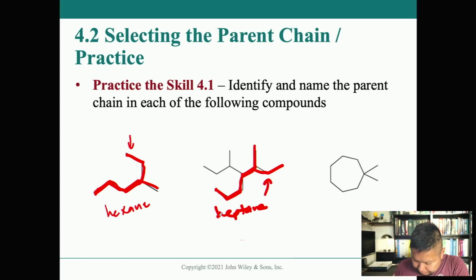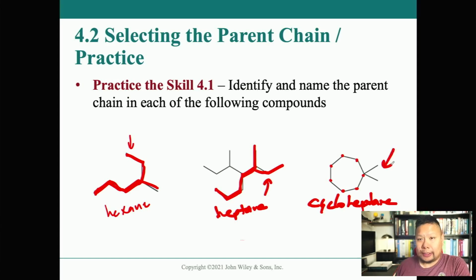And then for this guy here, it's cyclo. 1, 2, 3, 4, 5, 6, 7. So that's a cycloheptane. Right? Cycloheptane. And you might be asking yourself, what about those 2 methyls there? Well, that's when you write stuff like 2 methyl heptane.